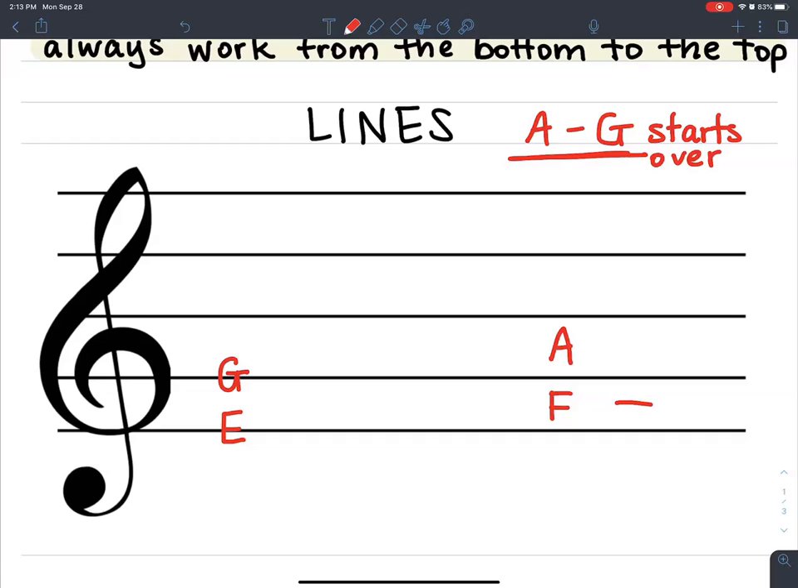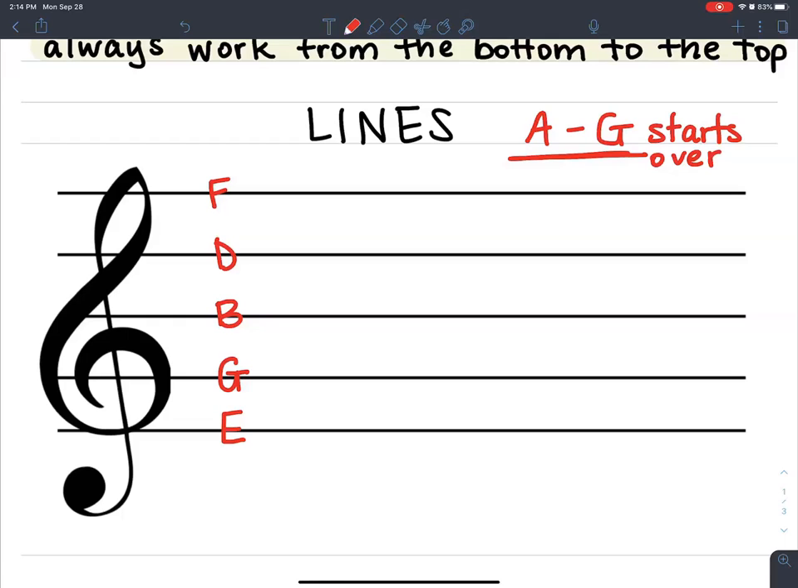After A, we just do the regular alphabet. This line is going to be B. This space will be C. This line will be D, E, and F. So you can just work your way up the alphabet on the staff. Now let's get rid of this for right now. We're just talking about lines, okay?